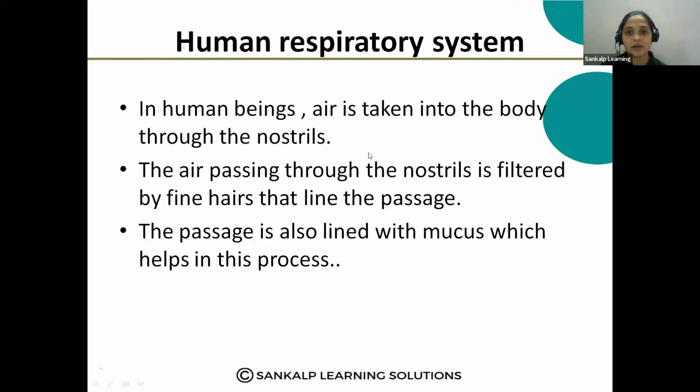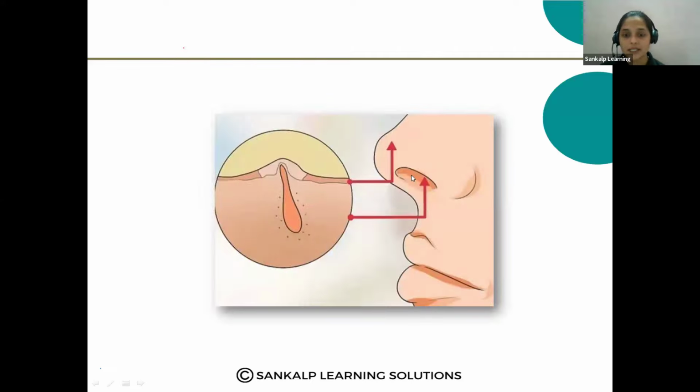Externally, our body has nostrils, and they help in the transfer of oxygen to the lungs. These nostrils take in the oxygen from the atmosphere. Here you can observe the nose outside, which contains the nostrils. These nostrils contain fine hair-like structures, and they are lined by mucus.